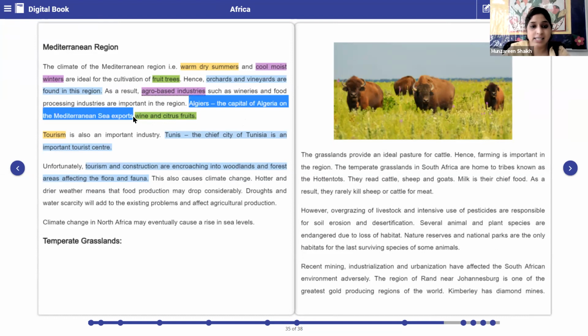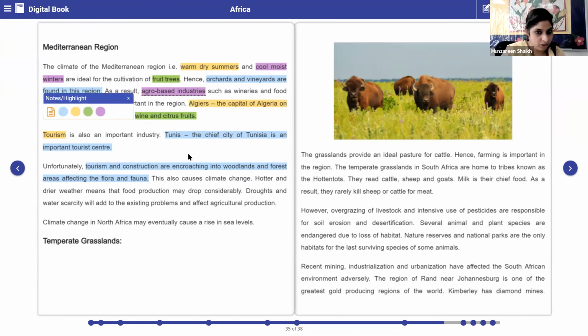Next is, this also causes climate change. Okay, so definitely when there is lots of construction going on, it is going to affect the climate of that particular region. Hotter and drier weather means that food production may drop considerably. Droughts and water scarcity will again add to the existing problems, and it will again affect the agricultural production. Agreed, children? Yes, ma'am.